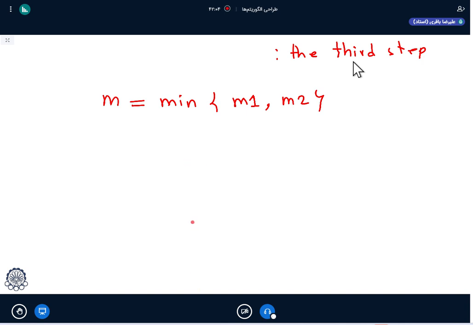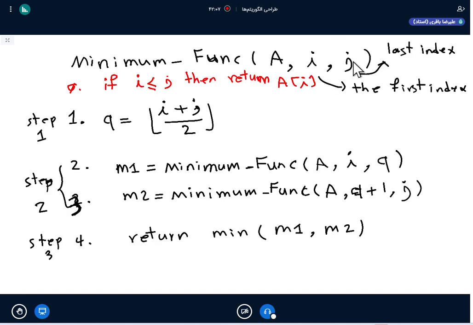If we put all of these things together, we get this code. The name of our algorithm is minimum func. The input is array A. The first index is I. The last index is J.